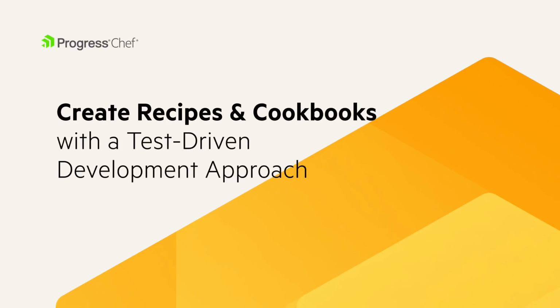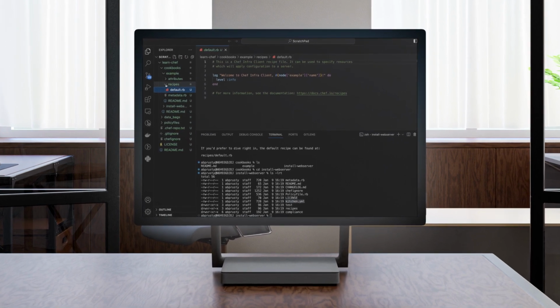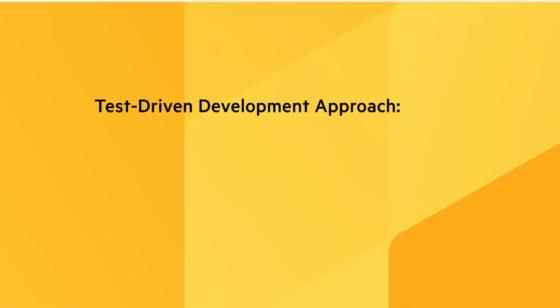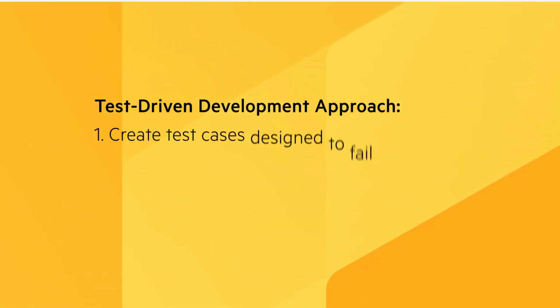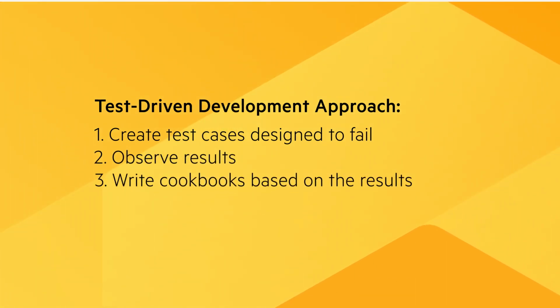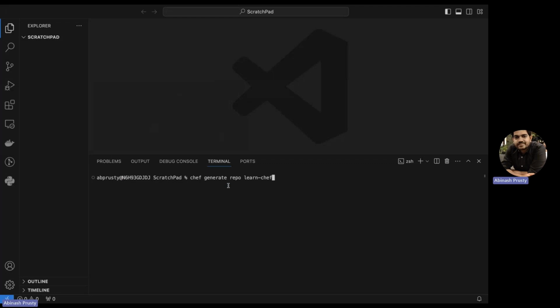Hello everyone! In this demo, we will learn how to create recipes and cookbooks with Progress Chef using a test-driven development approach. As you can see, we will be using the Visual Studio interface for all coding purposes. As a first step in this process, we will create and run a few test cases that are meant to fail. Based on the results, we will create cookbooks that cater to these test cases and ensure that they pass next time. We will start by creating a repository.